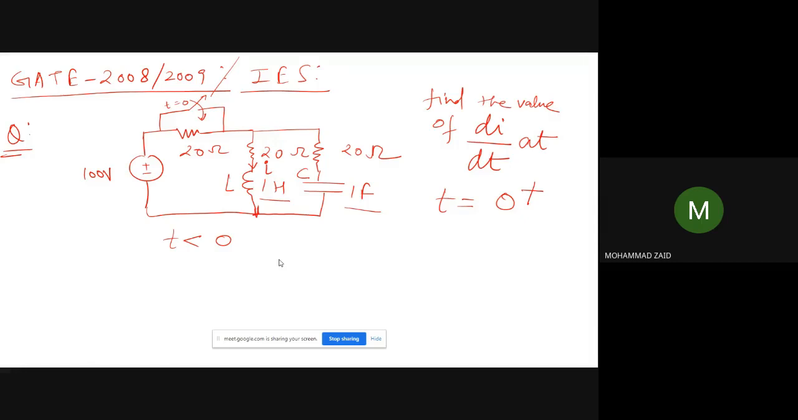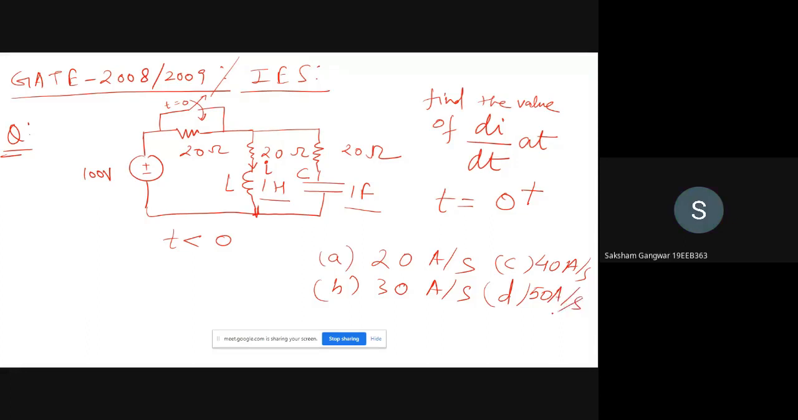Let's see who. Student: 5 plus minus 2.5 e to the power minus 20t. No, no. We want a constant value. The options are constant values: 20 ampere per second, 30 ampere per second, 40 ampere per second, and D is 50 ampere per second. Student: Sir, 50, the fourth. Okay, your answer is 50.